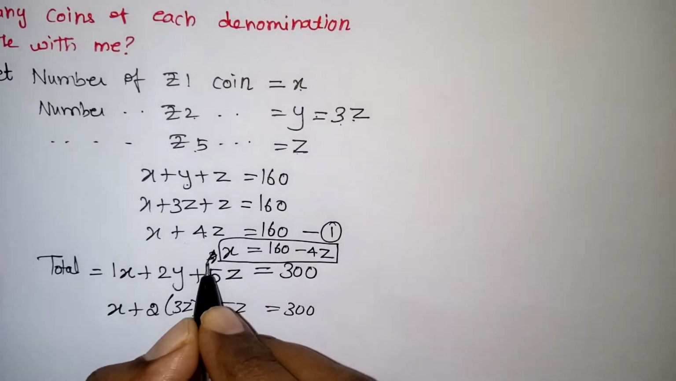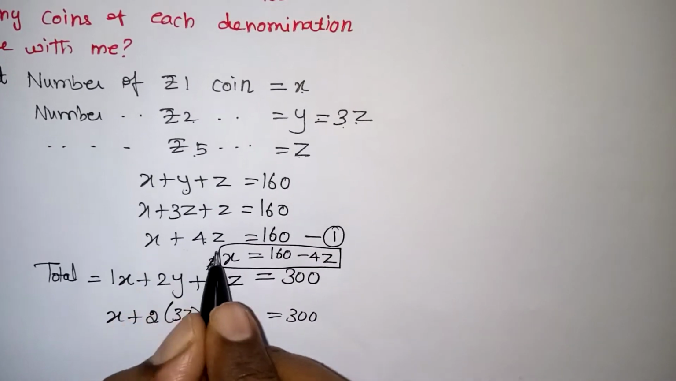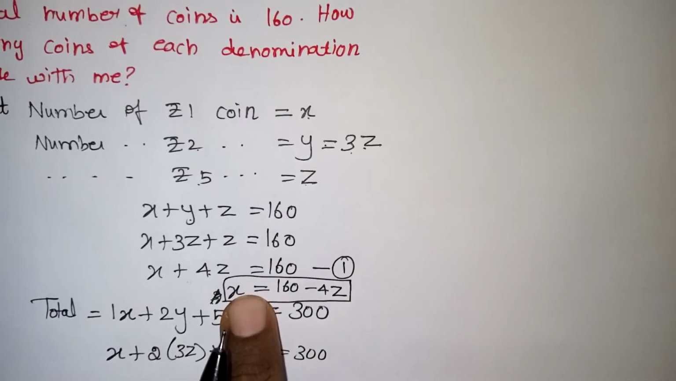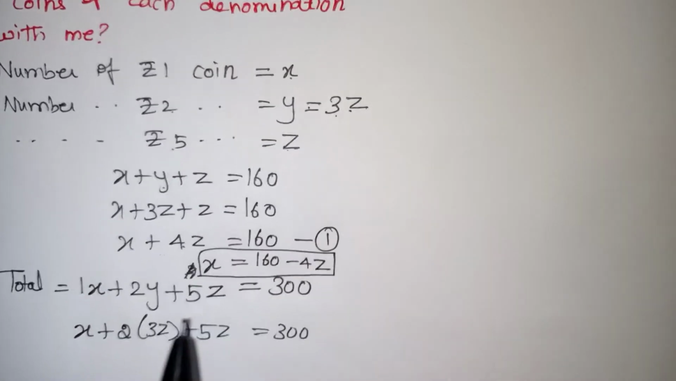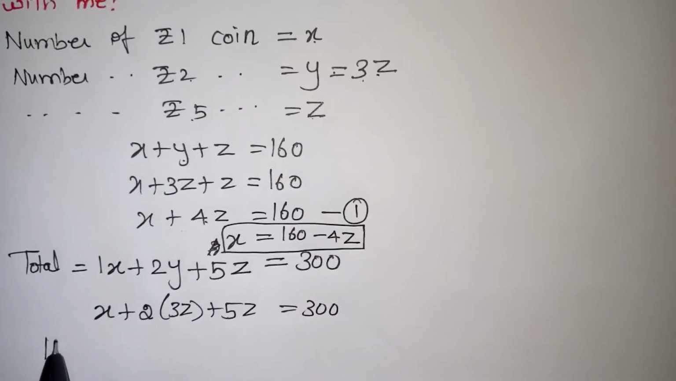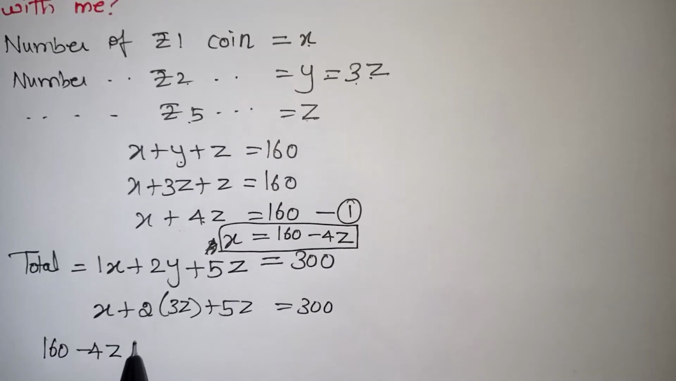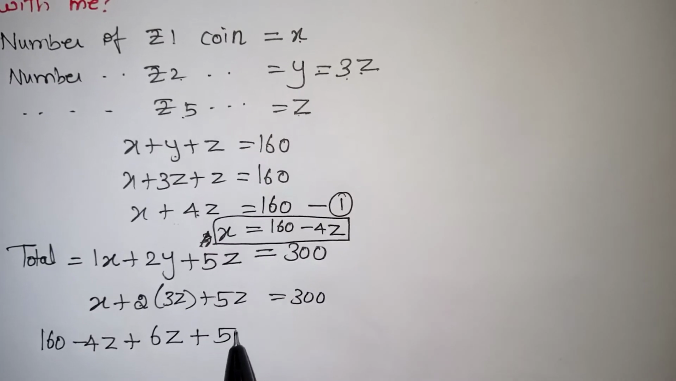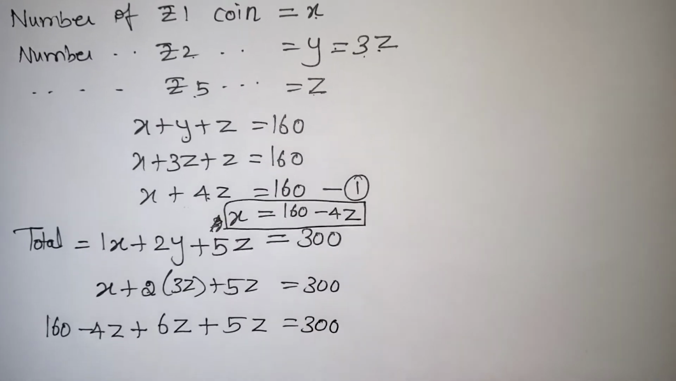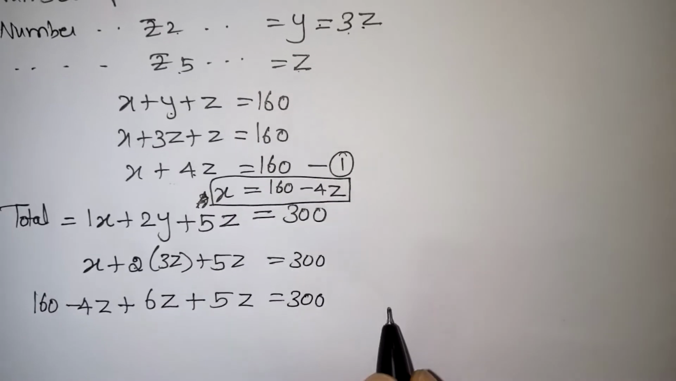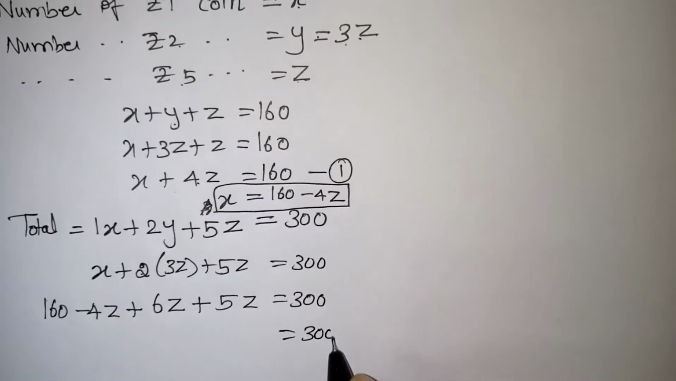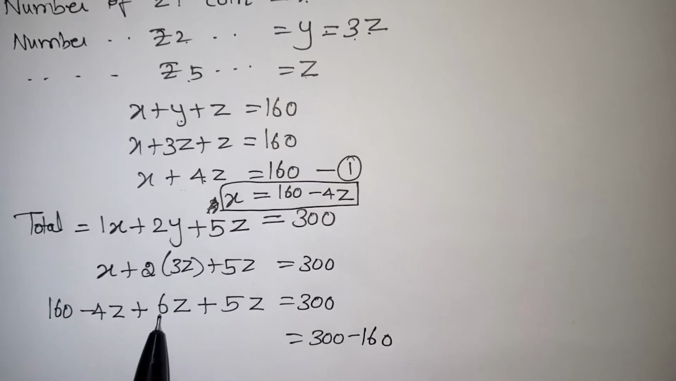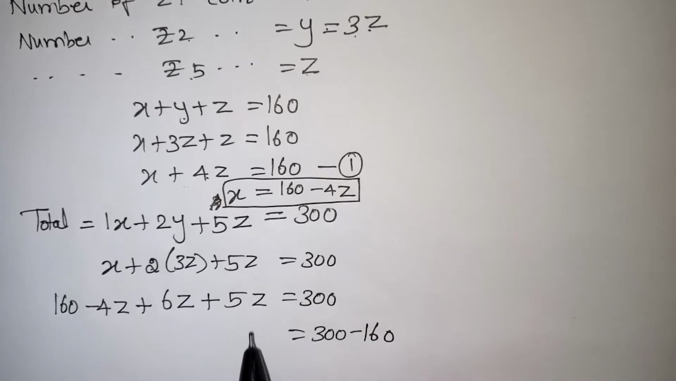So that is where I stopped. If you want to find 4z or x, you will get confused. After writing this, just identify which variable you want. I want x, that is why I am finding x from here. 160 minus 4z should be substituted in place of x. So 160 minus 4z plus 3 twos are 6z, then plus 5z is equal to 300, as given in the question. Now this plus 160 we take to the other side, it becomes minus 160. So here minus 4 plus 6 is plus 2, plus 5 is plus 7.